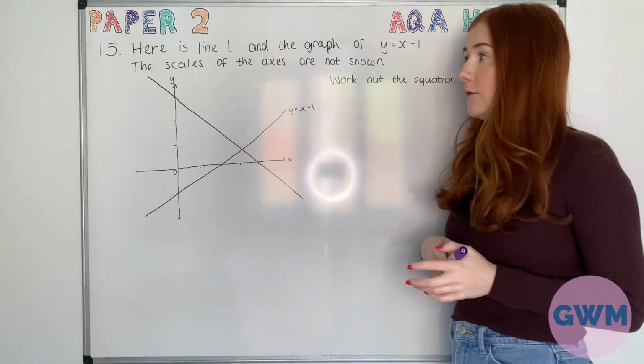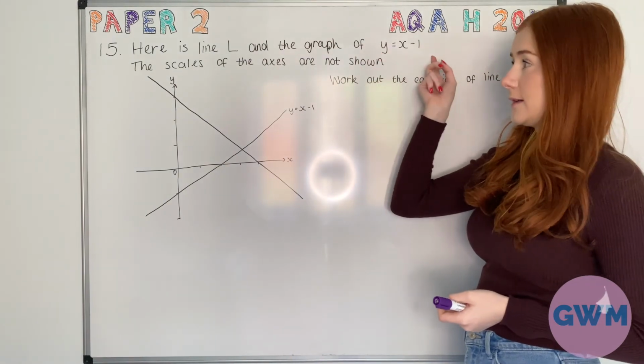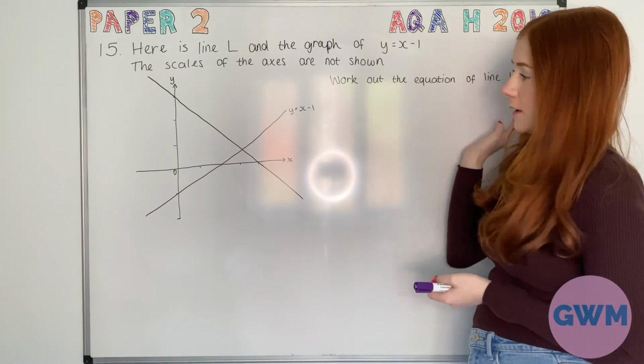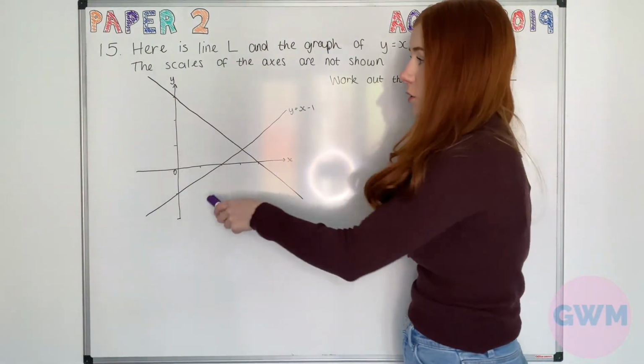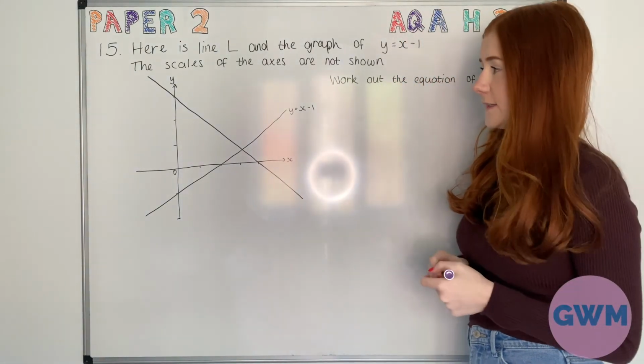Question 15 now, and it says here is the line L and the graph of y equals x minus 1. The scales of the axes are not shown. And it wants us to work out the equation of line L. Okay, so yours will obviously be a bit more detailed than this. You'll have more lines and crosses and that sort of thing.